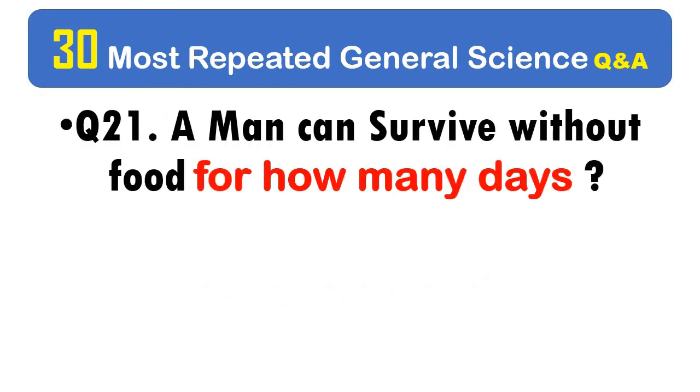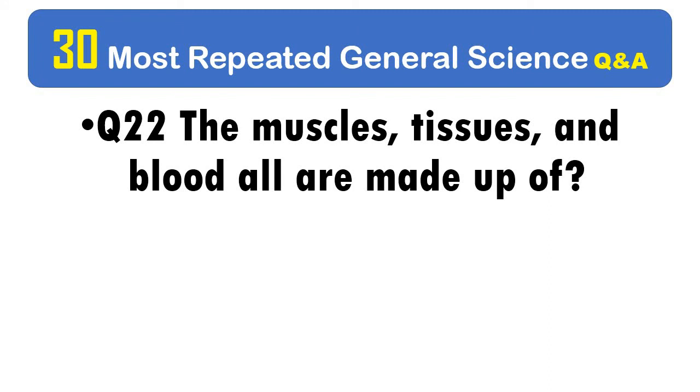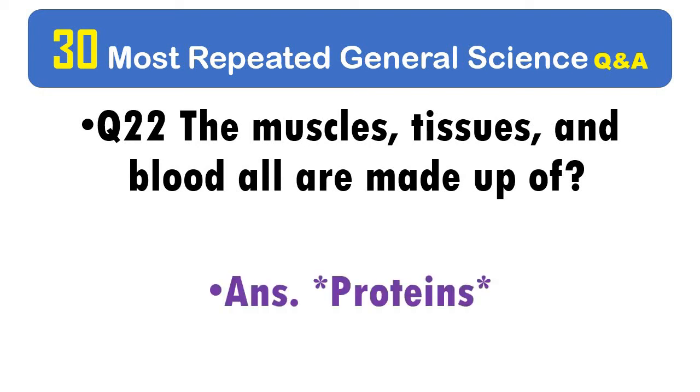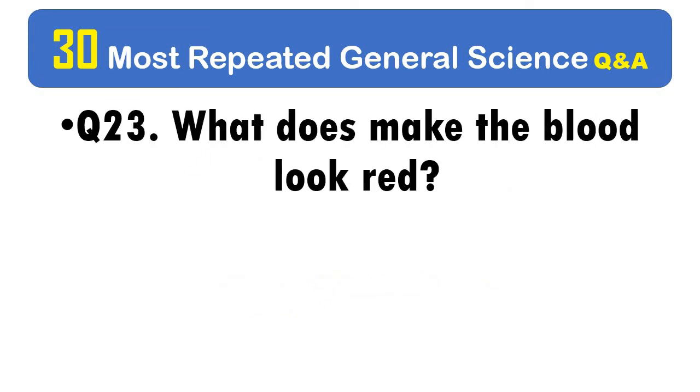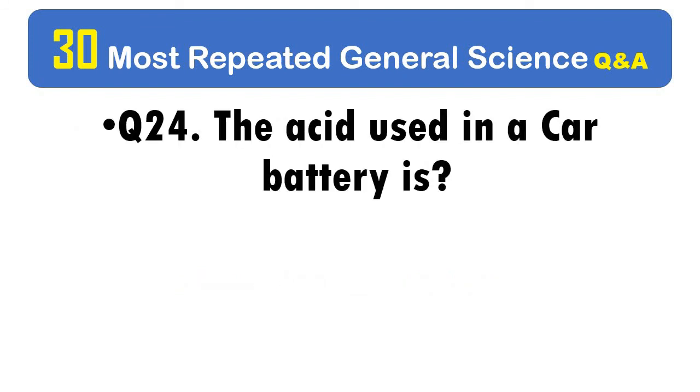Question number 21. A man can survive without food for how many days? Answer is for 30 days. Question number 22. The muscles, tissues, and blood all are made up of? Answer is proteins. Question number 23. What does make the blood look red? Answer is hemoglobin. Question number 24. The acid used in a car battery is?